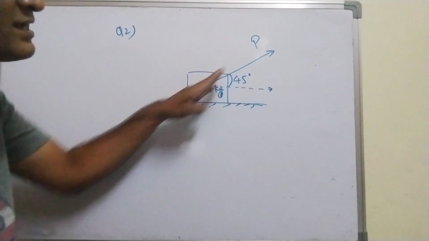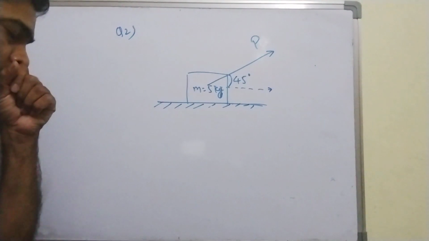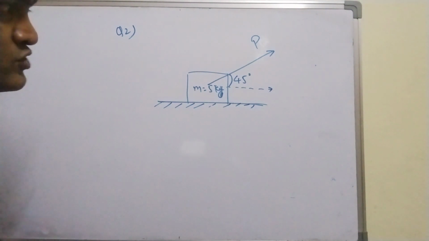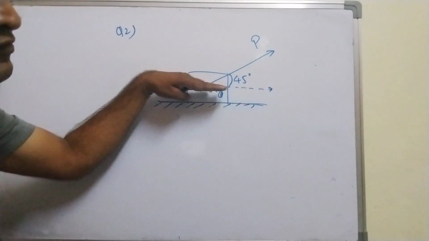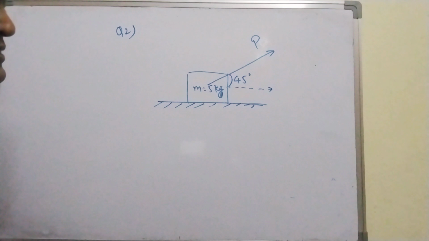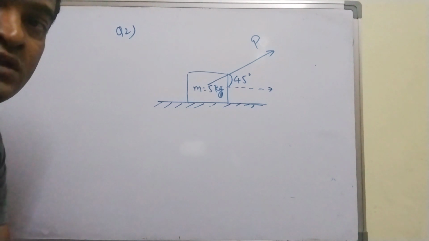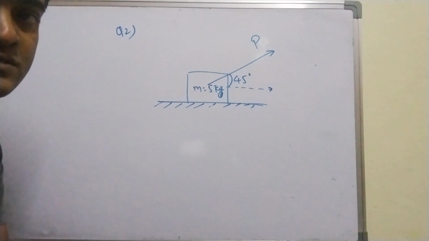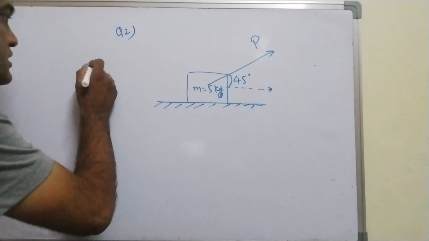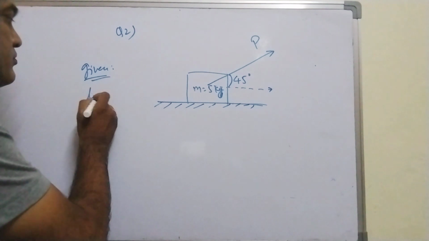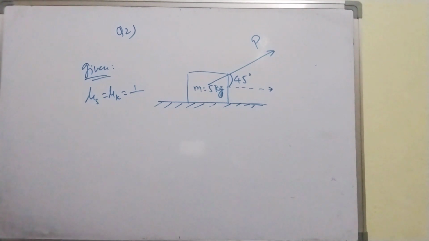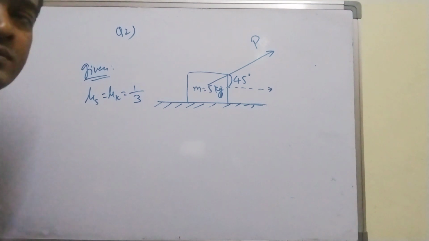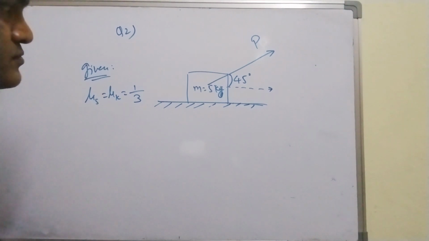You are pulling this block with a force P, making an angle 45 degrees with the horizon, right? Let us try to resolve the components of forces, but here these are the given values. Mu s is equal to mu k, both are equal to 1/3, or 0.33. I have given both the same for my convenience.